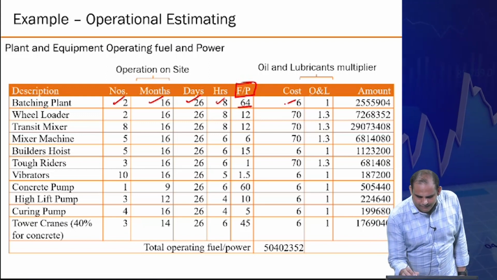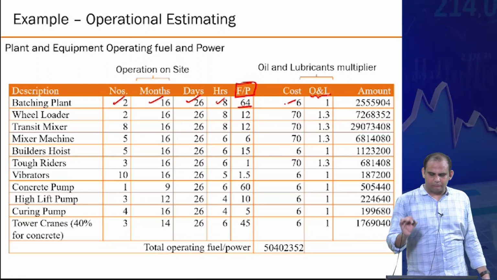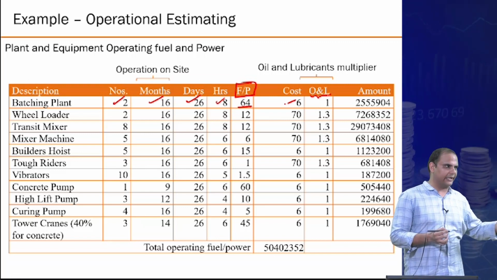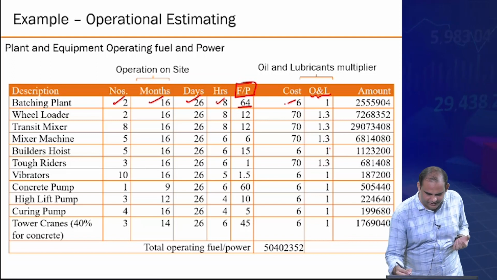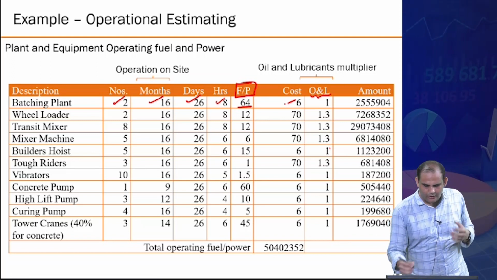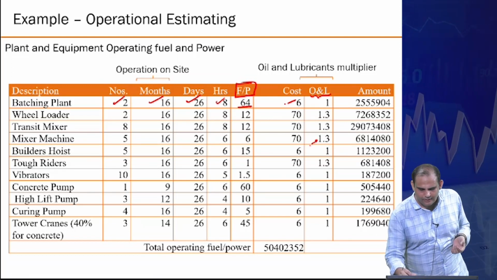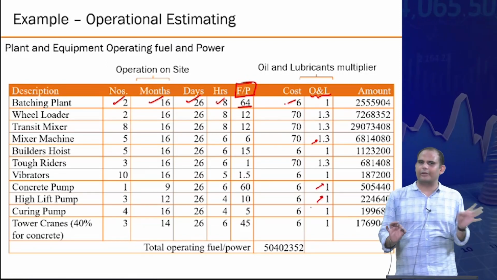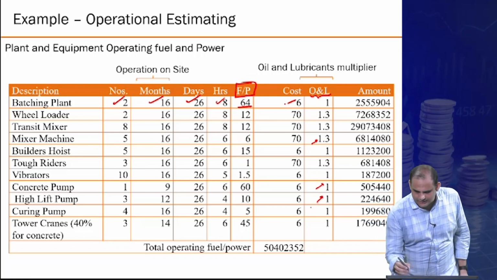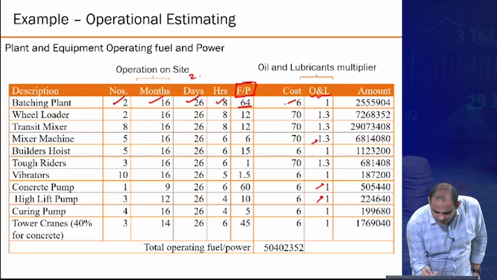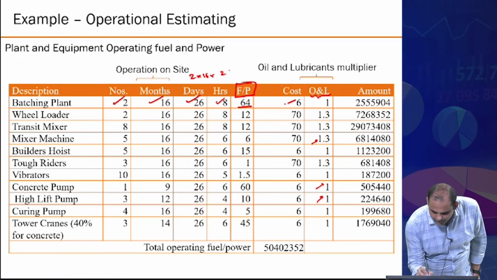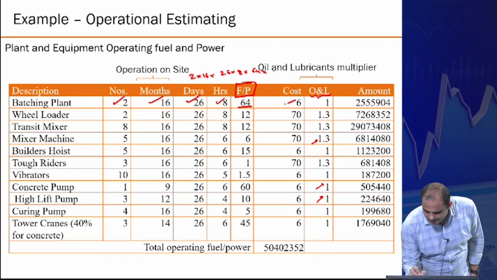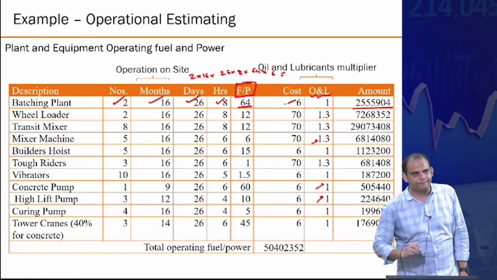And then you may multiply some sort of an extra margin of oil and lubricants that might be required to keep the machines running in good condition. Some of the machines which are more heavily equipped or have more moving parts will have a larger factor to multiply. Otherwise, you may not worry about this at all. And then you start multiplying all this: 2 into 16 into 26 into 8 into 64 into 6 should be this number.